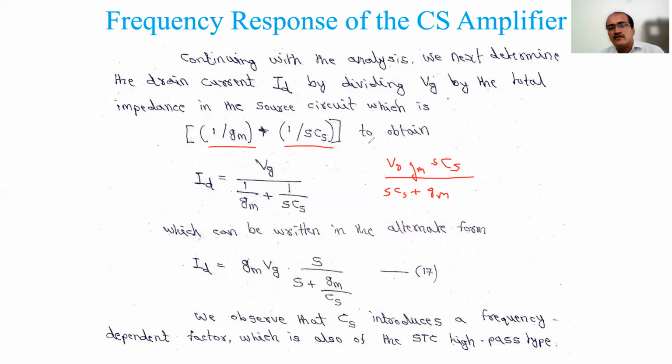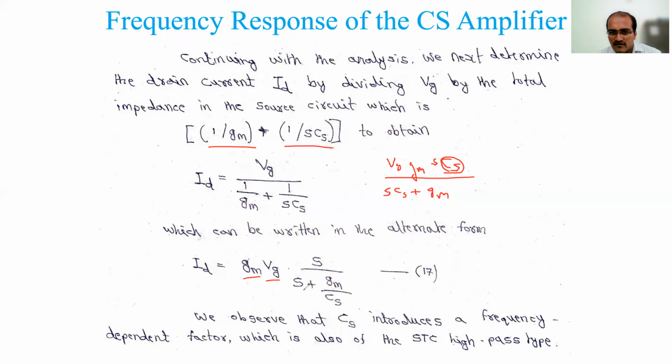Then the next step: on numerator and denominator, divide by CS. What remains in the numerator is GM into VG, and then S. In the denominator also we divide, separately dividing SCS.